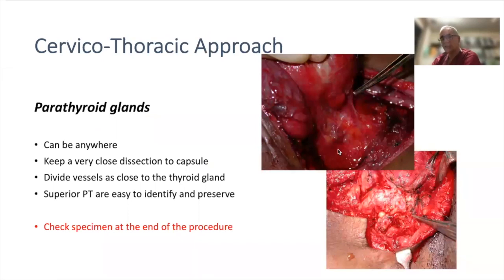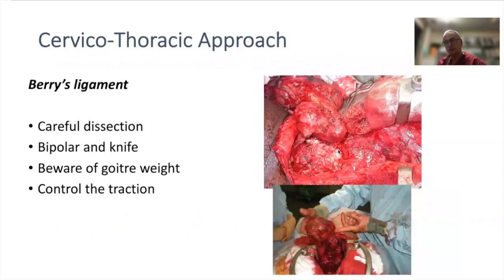And then obviously we need to look for the parathyroid glands. The superior parathyroid gland is often not a problem, but the inferior parathyroid gland, because the goiter is completely stretched, will sometimes be very difficult to preserve. So you need to stick to the capsule and then check the specimen at the end of the procedure to make sure that you don't take your parathyroid glands unexpectedly.